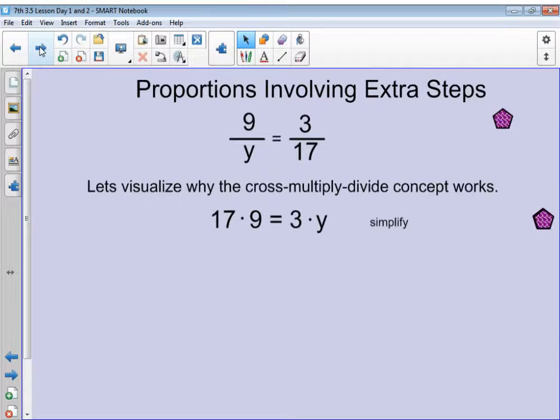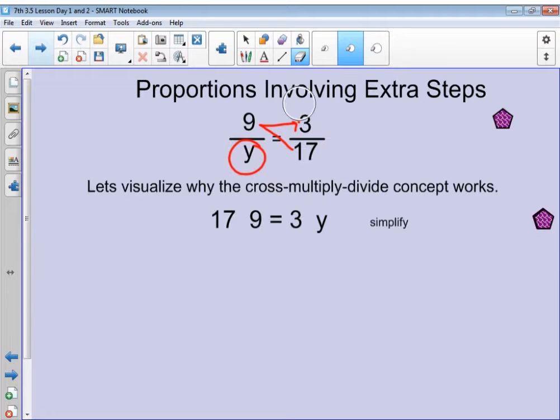with proportions. Now what we're going to do is solve a couple of proportions where it's involving an extra step. So remembering that when we work on cross multiplying and dividing, we're still going to do that, but in this part of the lesson, instead of just having a y here, we're going to be adding a step in that. So we're still going to do that cross multiply divide.